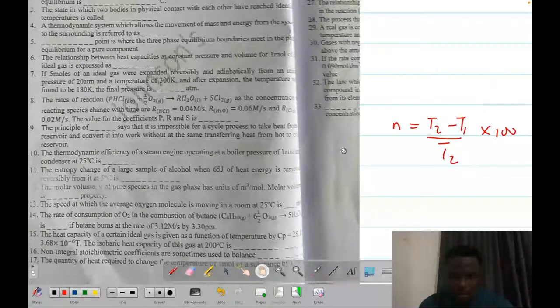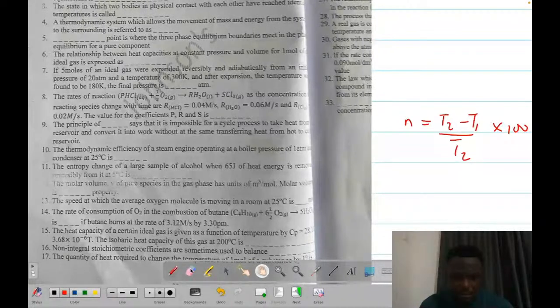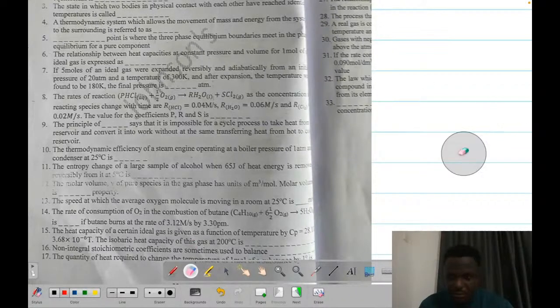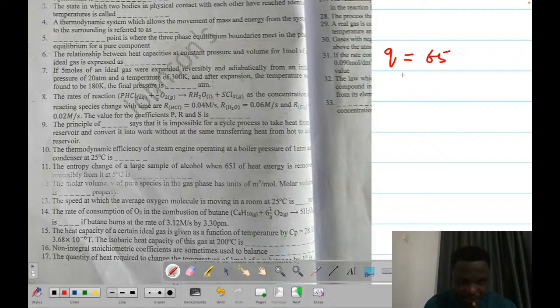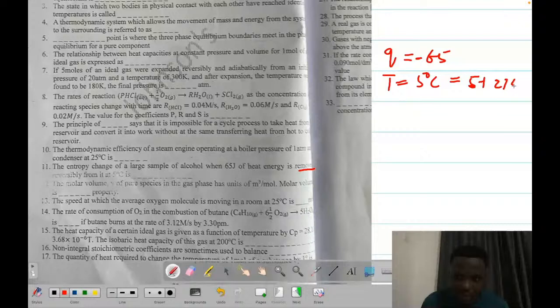This is what you're going to do. We're simply going to say, our heat is 65. But since they used the word removed, it's going to be minus 65, because if heat is removed, it's exothermic. Now the temperature here is 5 degrees Celsius, which is 5 plus 273, which is 278 Kelvin.